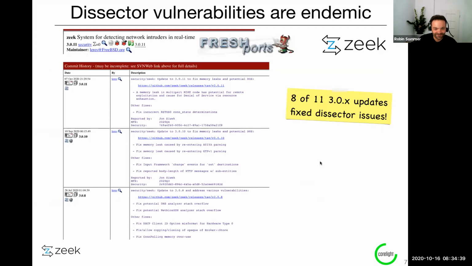Zeek is not any different. We don't have that many formal CVEs. But for example, our current stable release is 3.0, and we maintained it for about a year, and we're getting close to the end of that. Over that time, we have pushed out 11 updates, and 8 of those 11 were fixing sometimes serious dissector issues. I think it's the same in Suricata and Snort. It's just one of the most common sources of vulnerabilities in this space.